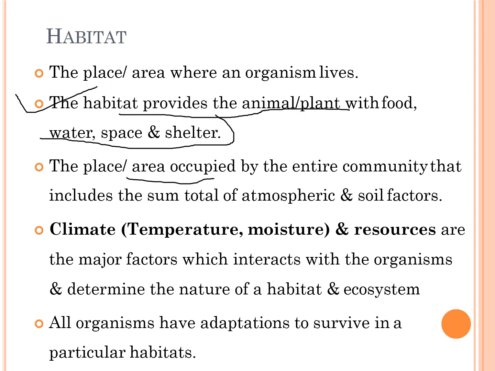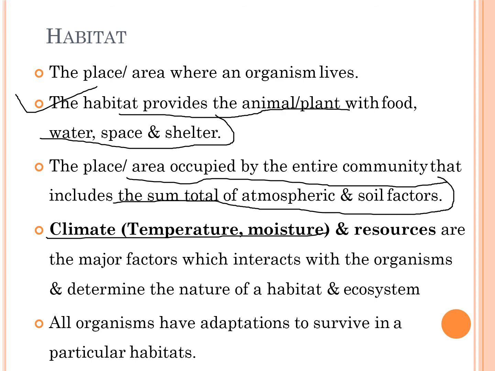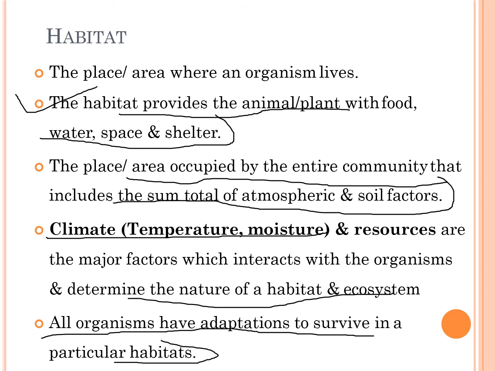So the place and areas occupied by the entire community include the sum total of atmosphere and soil factors that we just read. The climate consists of temperature, moisture, and resources which interact with each other and determine the nature of the habitat. All organisms have adaptations to survive in a particular habitat. Organisms have to survive whether conditions are favorable or unfavorable, so they make the habitat suitable in their own way so that they can live peacefully.